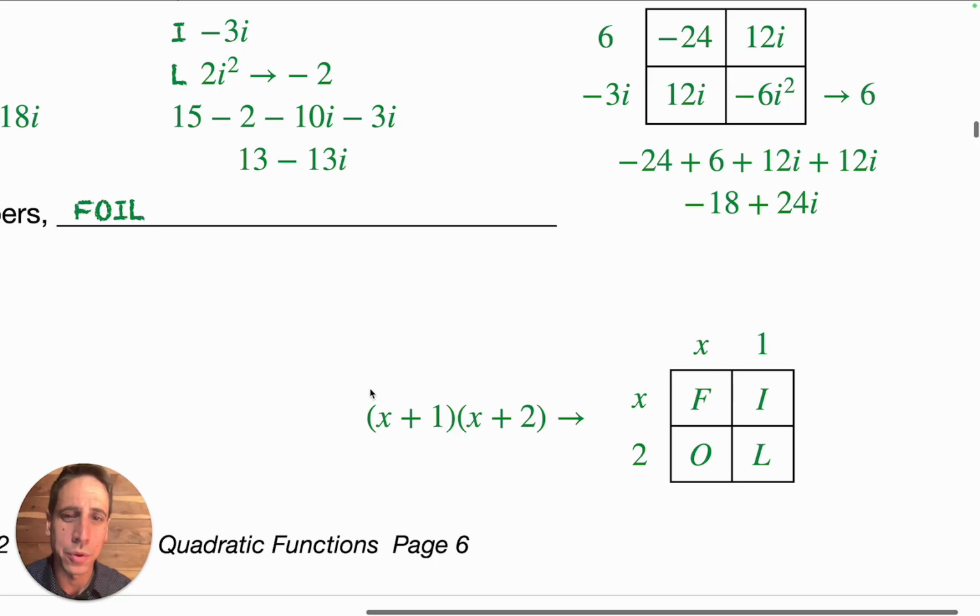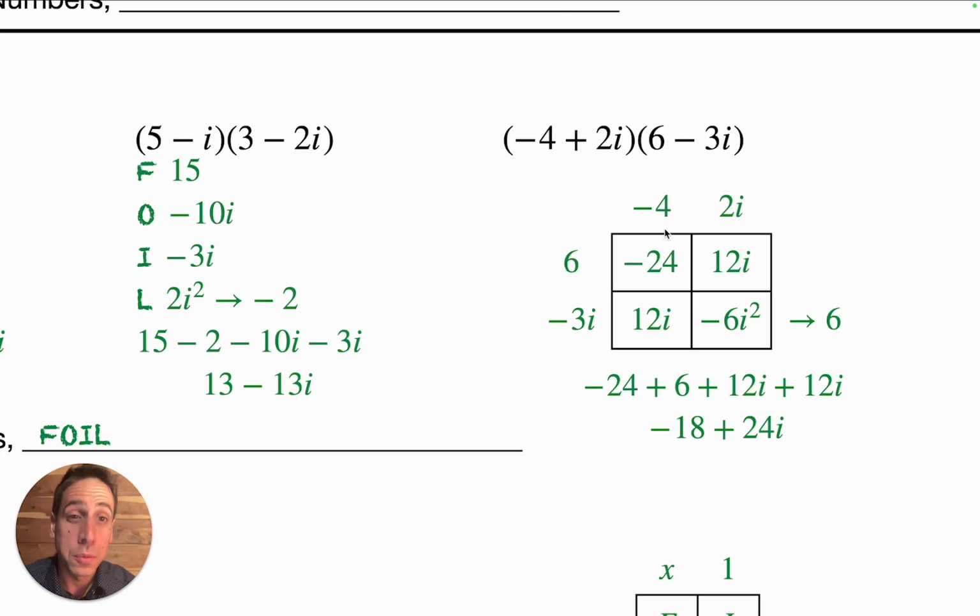The order doesn't matter if you put this one on the top or this one on the side or switch them. So what it would look like is that you put the negative 4 plus 2i, say, on the top. You could put it on the side if you want. They are interchangeable. And then you put the 6 minus 3i on the other side. Then 6 times negative 4 will give you negative 24. And then negative 4 times negative 3i gives 12i. And then 6 times 2i would be 12i here. And then negative 3i times positive 2i gives negative 6i squared, which turns into 6, because i squared is equal to negative 1.